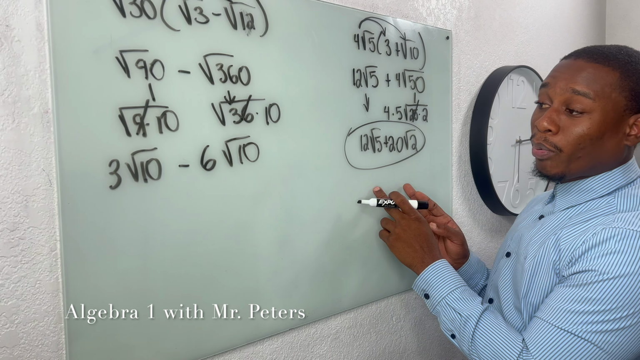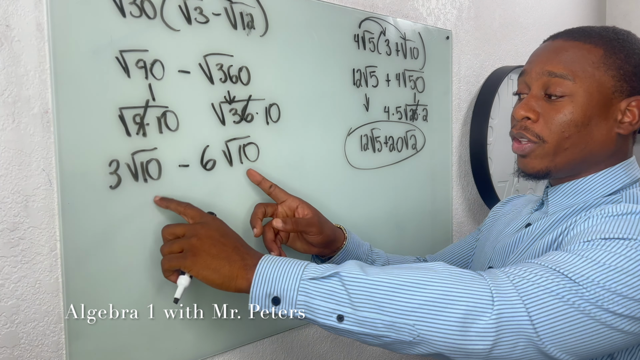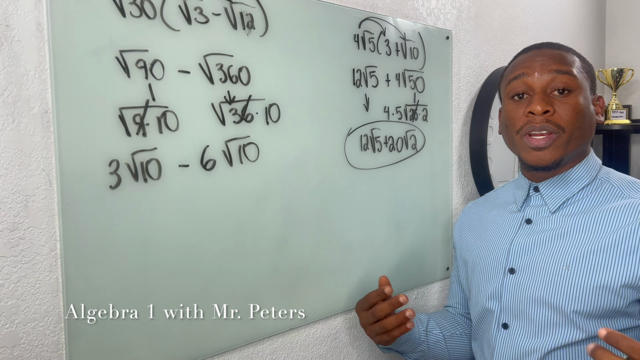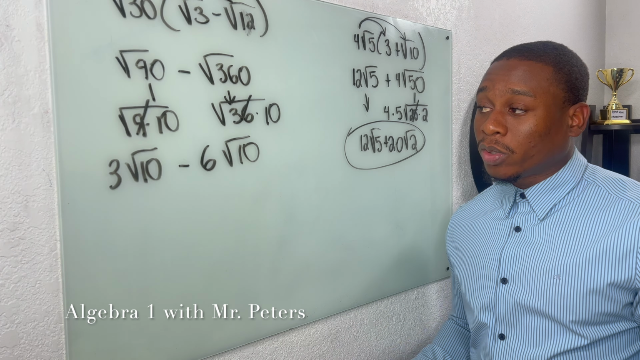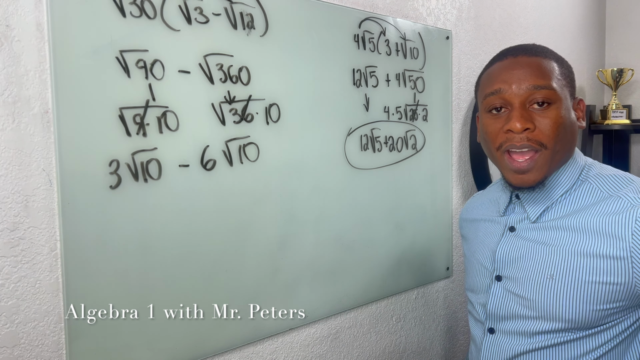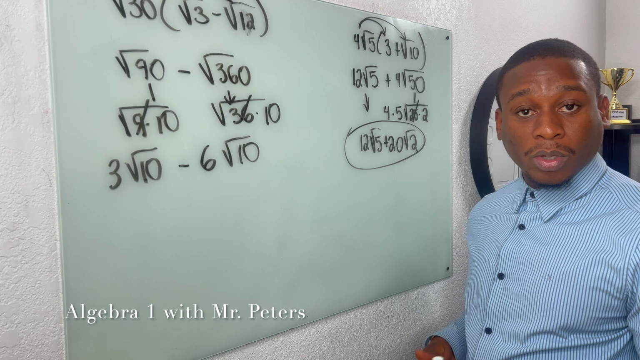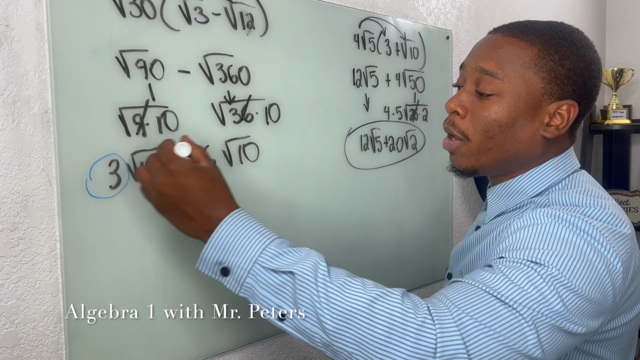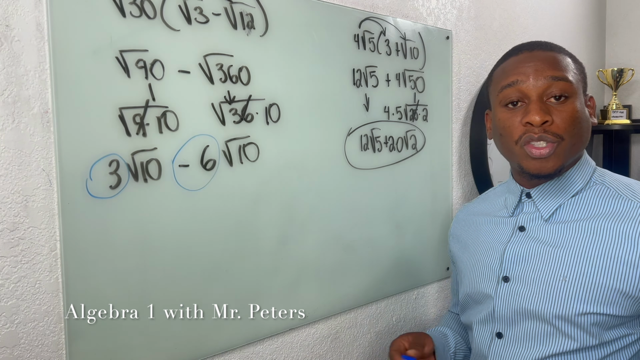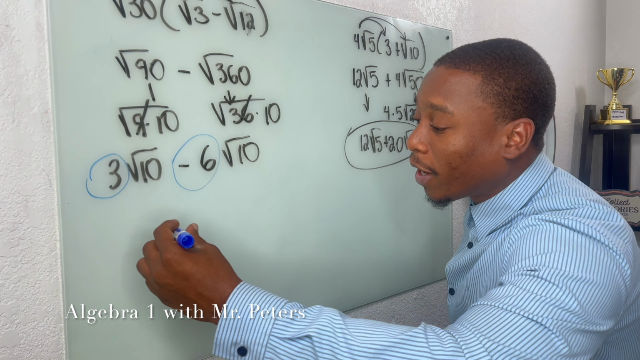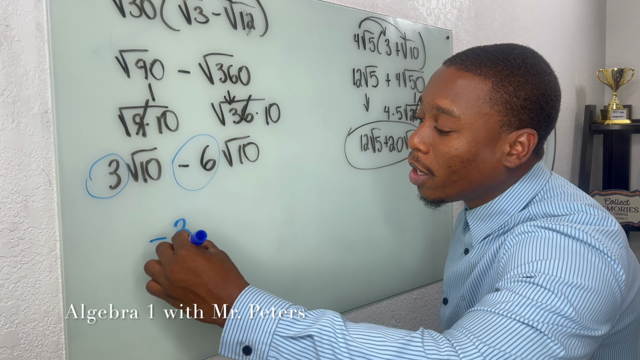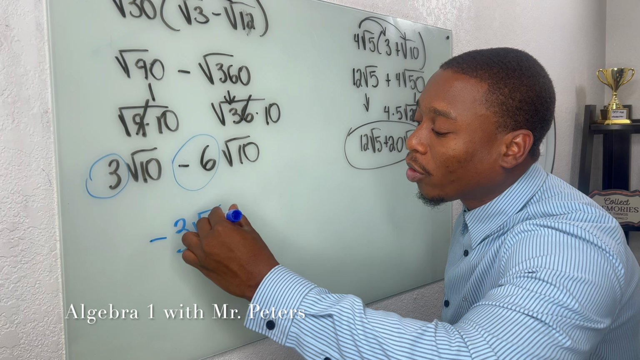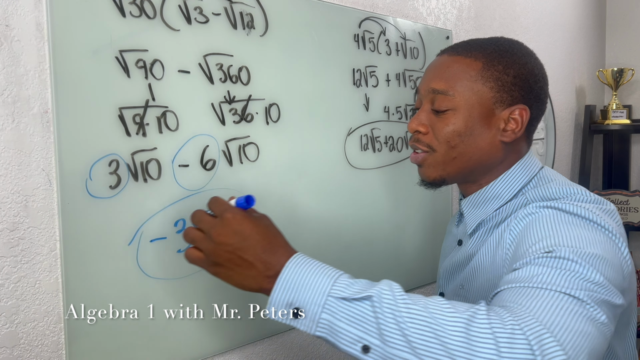Now, unlike this second problem, both of these radicals have the same number underneath it. So as a result, what I need to do now, guys, is just treat the radical like a variable. It's going to stay the same. And we're going to subtract these two coefficients. And my final answer should be negative 3 radical 10 as a final answer.